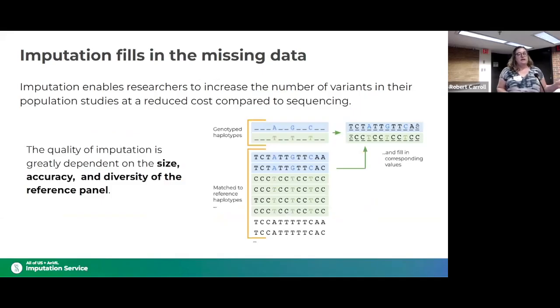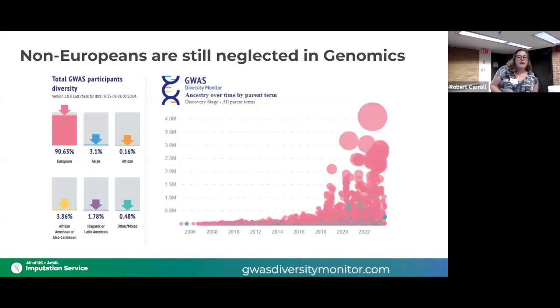So imputation is a computational process that can fill in the missing data for those samples. And it does that by comparing the data you submit to a large reference panel. And the accuracy of the imputed data that you receive really depends on the size and diversity of the reference panel. And we know that non-Europeans are still heavily neglected in genomics research.